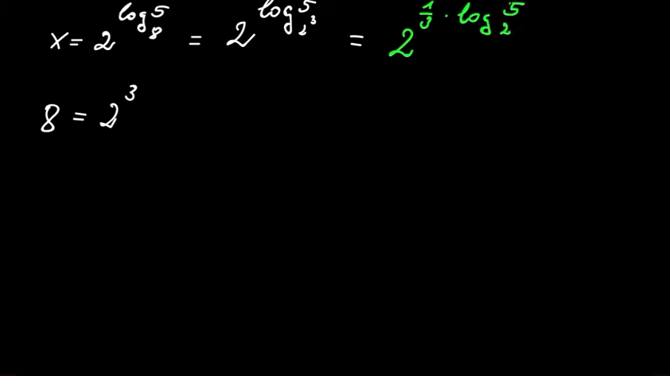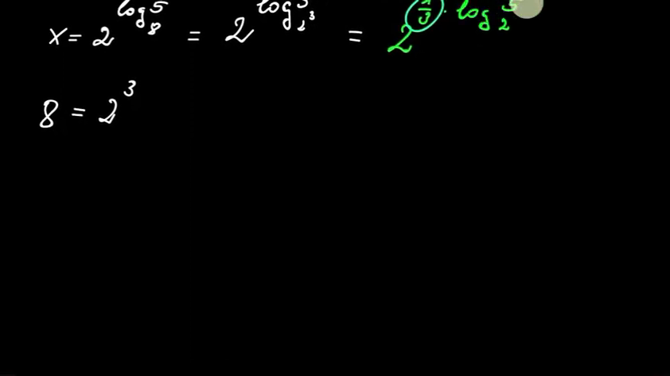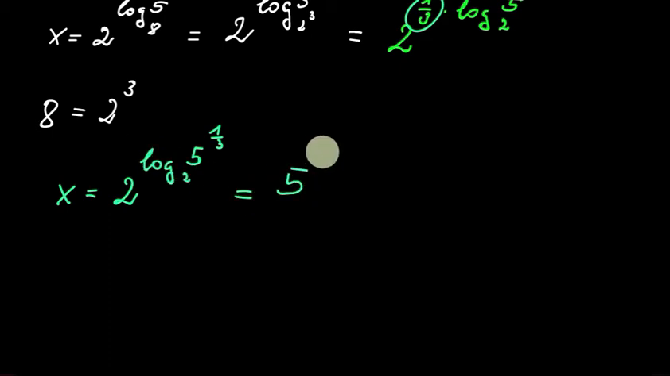Now let's move this 1/3 here on our 5, and here's what we will get. We'll get that x is equal to 2 to the power of log base 2 of 5 to the power of 1/3. Using our properties once again, we get that our x is equal to 5 to the power of 1/3.